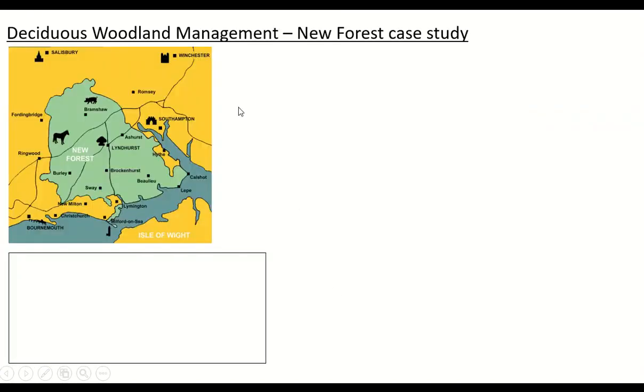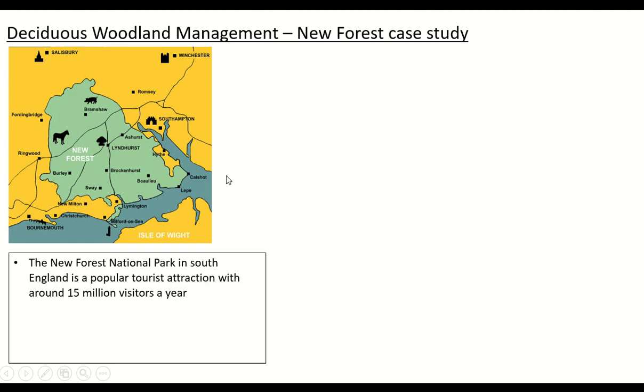Okay, so the very final part of this is looking at the management of deciduous woodland, and specifically we look at the New Forest, which is just near, you can see Bournemouth and Southampton, just between the two, and it's a very large area of deciduous forest with Lyndhurst in the middle of it, and several sort of settlements in there, but it's a very well known example, and again it's in the revision guide, so you've got lots of ways and lots of information about it.